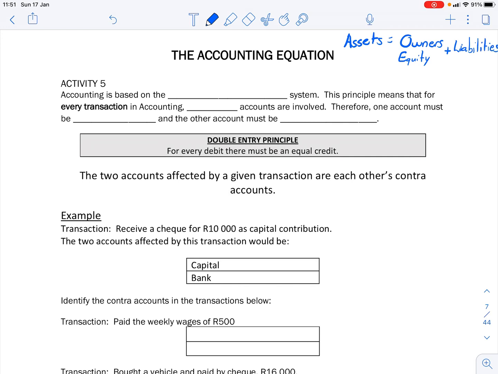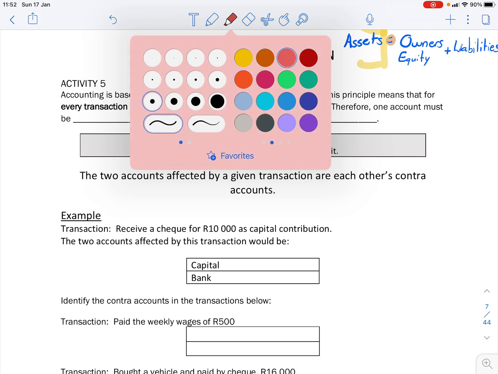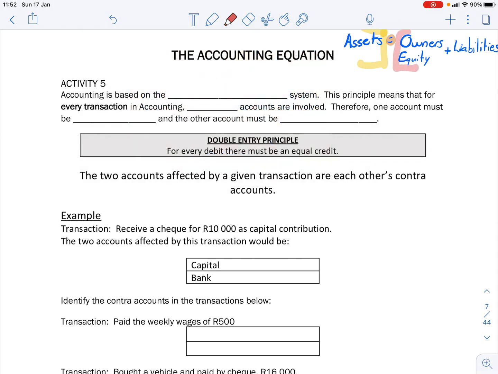Now, I'm going to work through activity 5 and activity 6 with you guys today, just to recap a couple of things regarding the accounting equation. It's an equation similar to in maths. What is on one side of the equation, your assets, needs to equal what is on the second half of the equation. So your assets need to be equal to the sum of your owner's equity plus your liabilities.